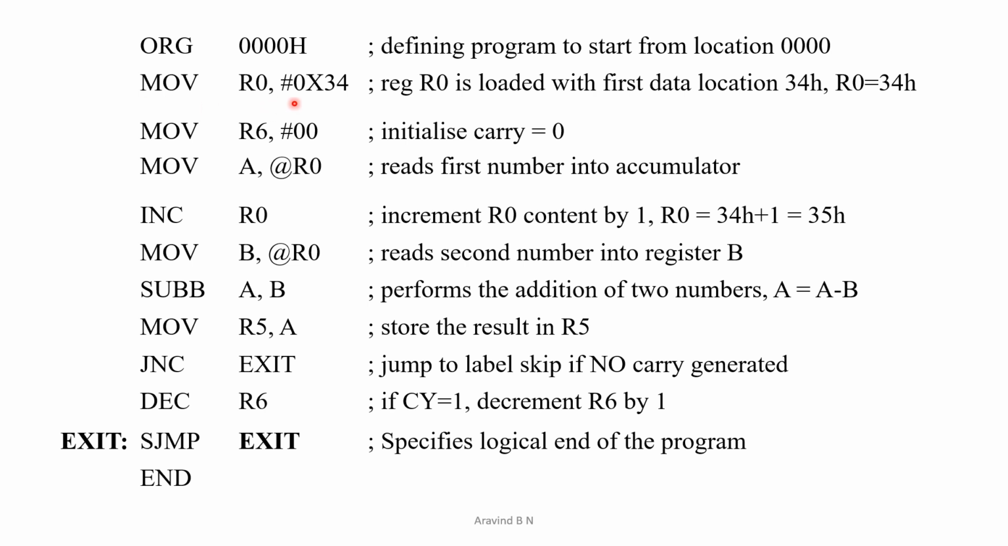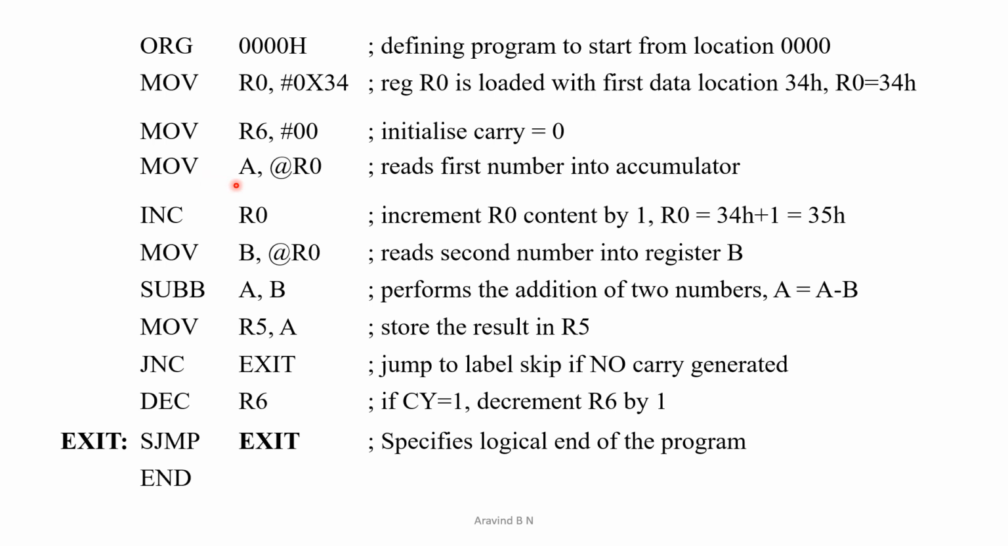So first we are going to take R0 as the memory pointer. So we need to store the required memory location value to R0. So MOV R0, #0x34. The value 34H will be loaded to the register R0. Then we are initializing the register R6, where the MSB part of the result will be stored, to the value 0. So MOV R6, #00H.